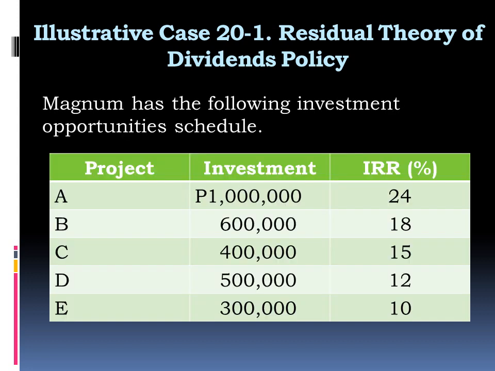Magnum has the following investment opportunities schedule. For Project A, they have an investment of 1 million pesos and an internal rate of return of 24%. For Project B, they have an investment of 600,000 pesos and an internal rate of return of 18%. For Project C, they have an investment of 400,000 pesos and an internal rate of return of 15%. For Project D, they have an investment of 500,000 pesos and an internal rate of return of 12%. And for Project E, they have an investment of 300,000 pesos and an internal rate of return of 10%.